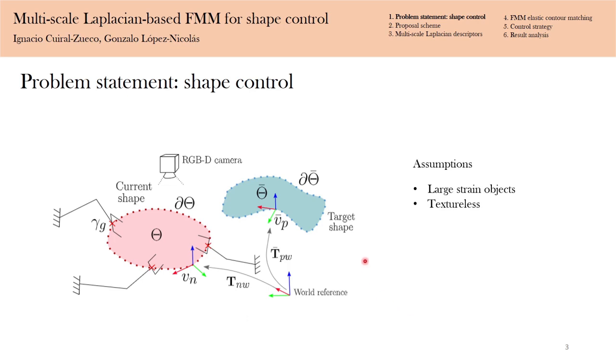We are assuming the objects are going to be of large strain. This means they're not deforming, for instance, like a gum. I'm also assuming it's going to be textureless. This means I cannot rely on visual descriptors for any kind of matching.